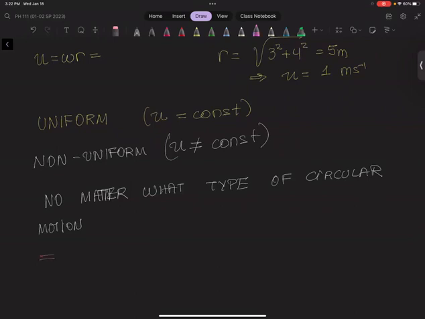there is always, no matter what type of circular motion we're dealing with, uniform or non-uniform, we are always going to have the so-called radial acceleration. To some of you, this is also known as a centripetal acceleration. Center-seeking. Why is this seeking the center?